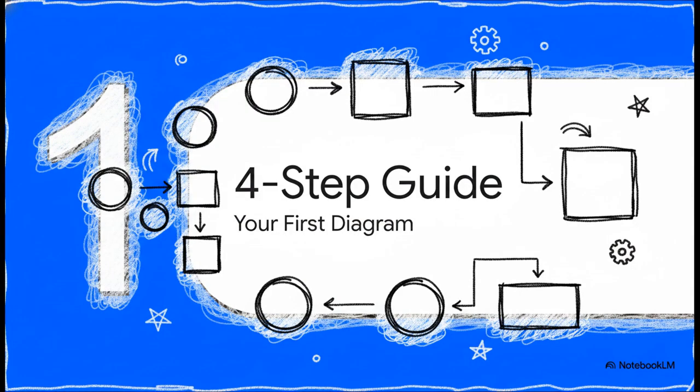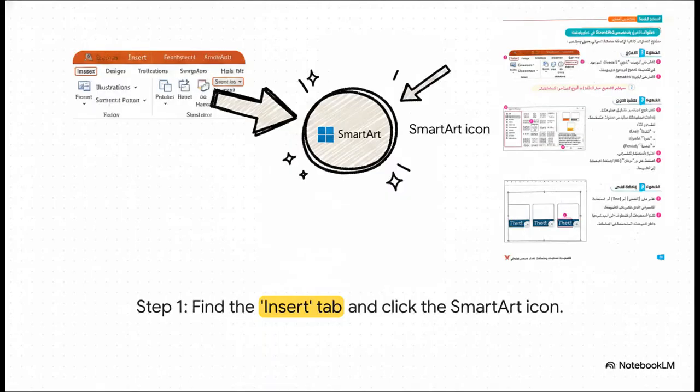So how do you actually do it? It's probably way easier than you think. I'm going to walk you through a super simple 4-step guide to make your first diagram. Seriously, you'll see just how fast this is. Okay, step 1. It's as easy as it sounds. In whatever presentation software you're using, just look for the Insert tab up top. You'll see an icon for SmartArt right there. One click, and you're on your way.